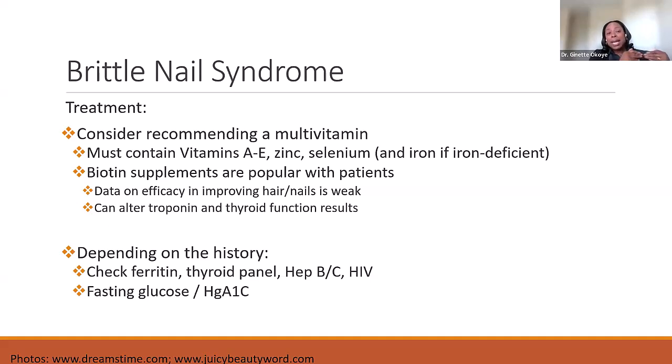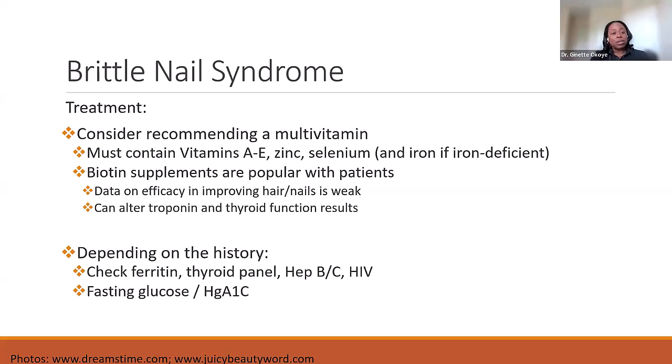And I wouldn't just recommend any multivitamin, especially since we know that there are specific vitamins that seem to be involved in brittle nails. You want to make sure that it actually contains zinc and selenium, because not all vitamins out there have selenium. But actually you can have one Brazil nut has all the selenium you need per day, by the way. And iron, only if they're iron deficient. So I would give that a check before recommending that they take iron every day.